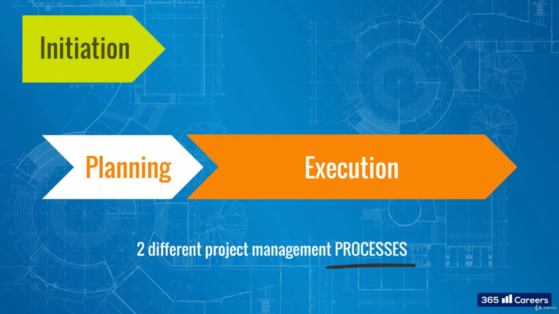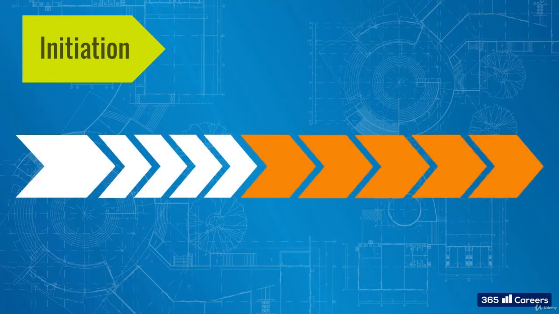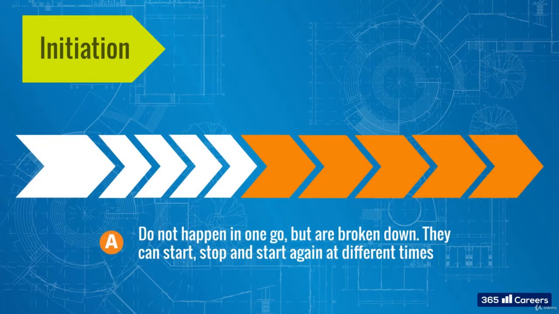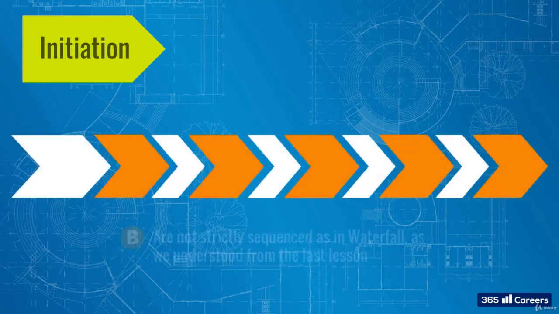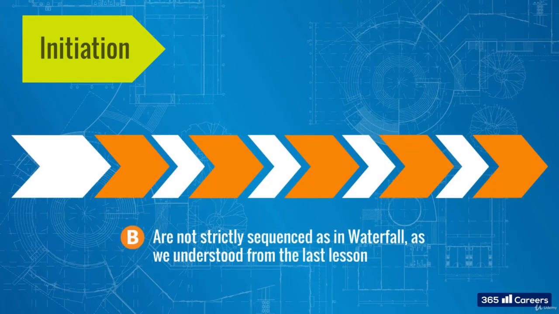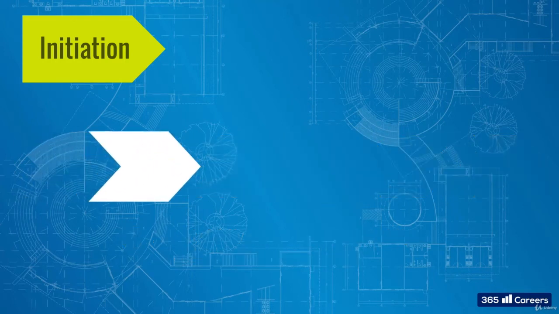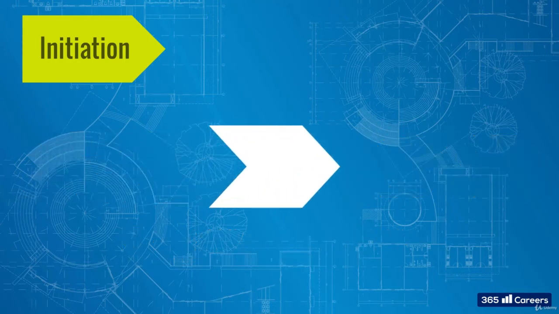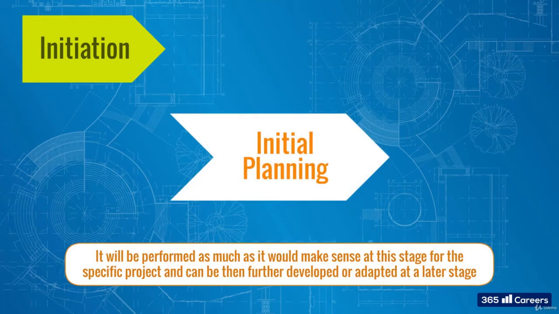You can see how this is illustrated for Agile. Note how these two processes, A, do not happen in one go but are broken down. They can start, stop and start again at different times. And B, are not strictly sequenced as in waterfall, as we understood from the last lesson. As a result, we can see that at the beginning, planning will be performed to a certain extent. It will be performed as much as it would make sense at this stage for the specific project and can then be further developed or adapted at a later stage.